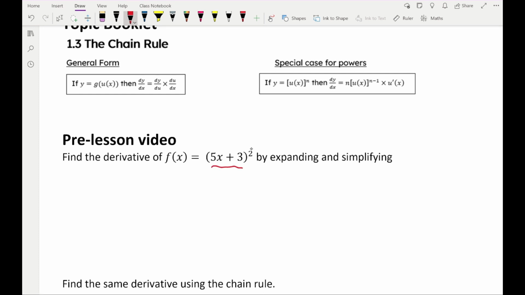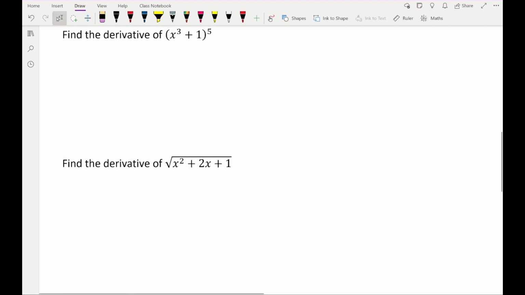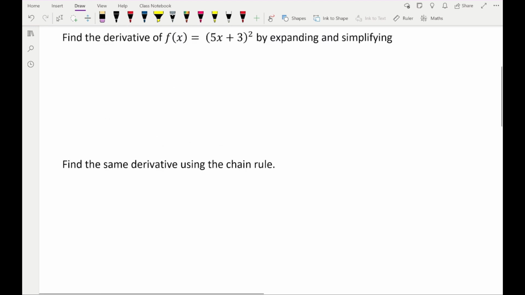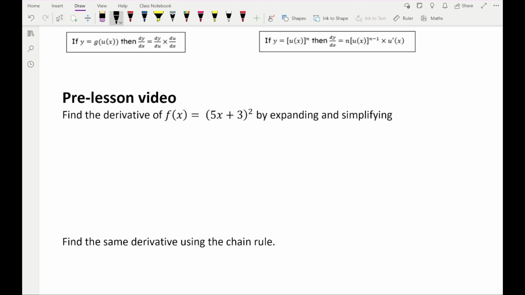we do something to that function like squaring it. And you can see some more complicated examples like here, we've got this complicated function, and then we're taking the square root of it. It's when you do two different things. Okay, so let's find this derivative the traditional way by expanding and simplifying first.